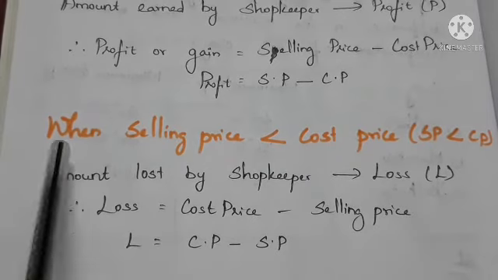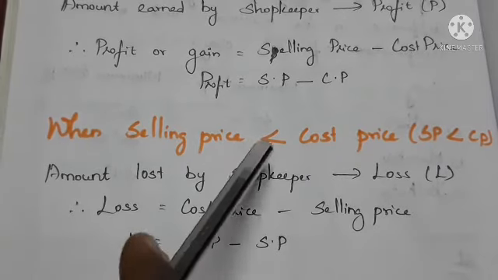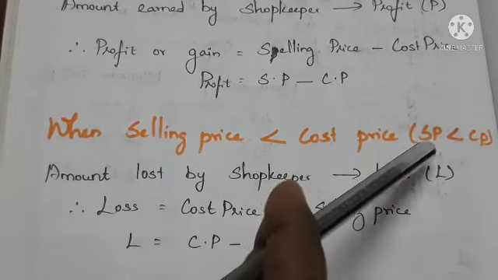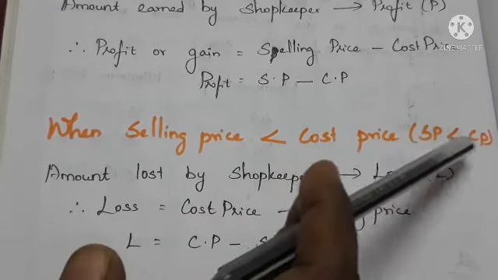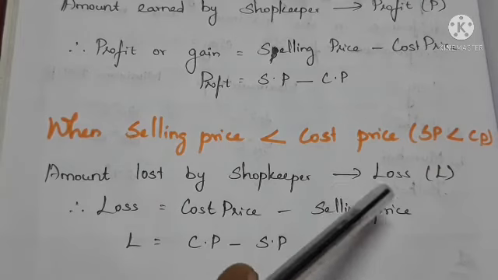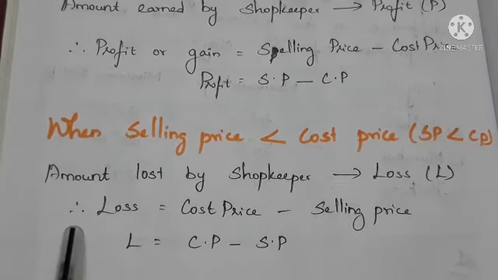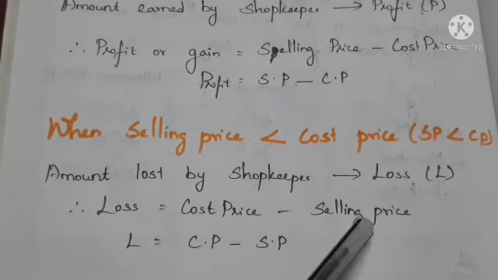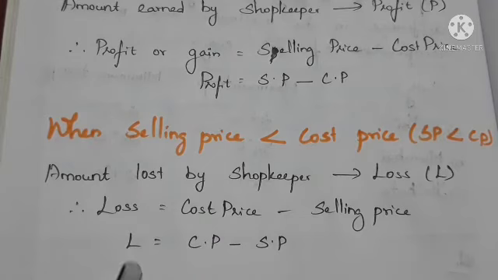Once again, when selling price is less than cost price, in short SP is less than CP, the amount lost by the shopkeeper is loss. The formula for loss is cost price minus selling price. Shortly, L is equal to CP minus SP.